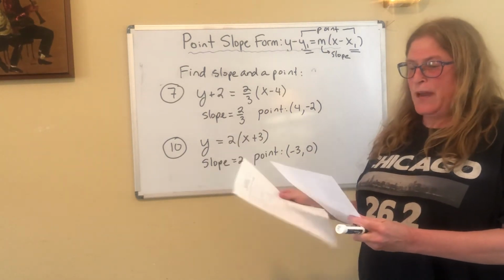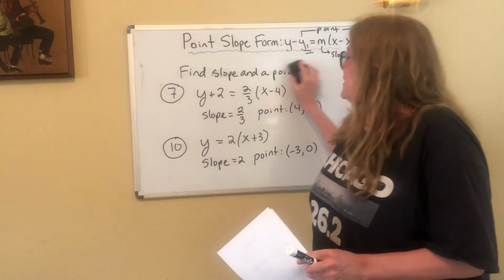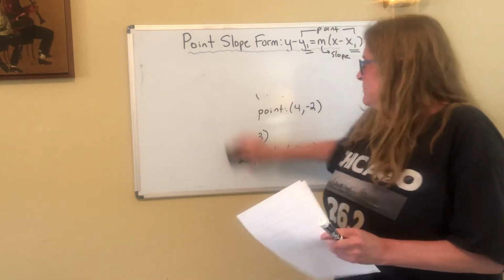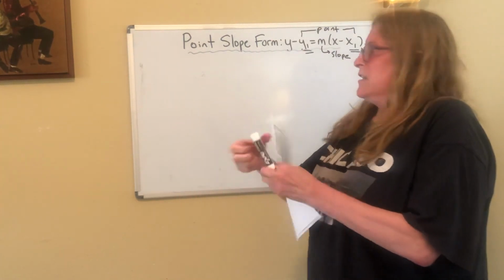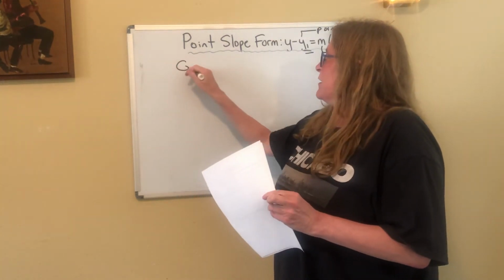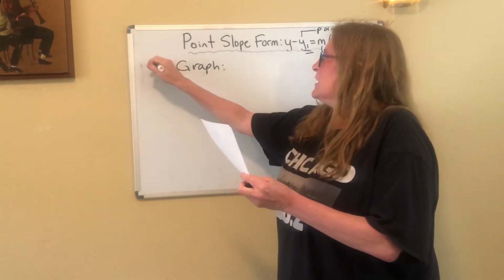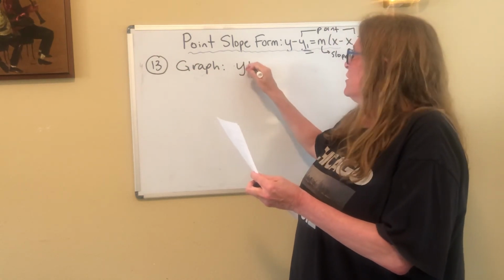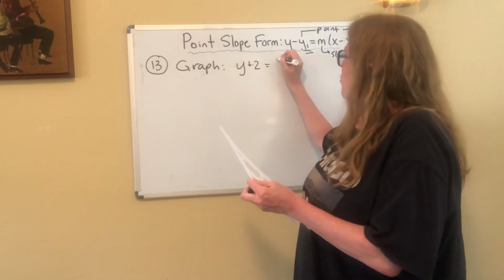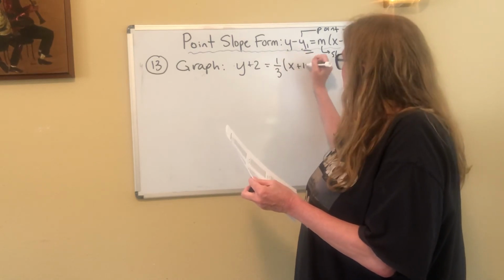Okay guys, turn the page over, and now this is our last thing we're going to do. We're going to do a couple graphs. So here they want us to graph this equation right here. This is number 13. y plus 2 equals 1/3 times x plus 1.